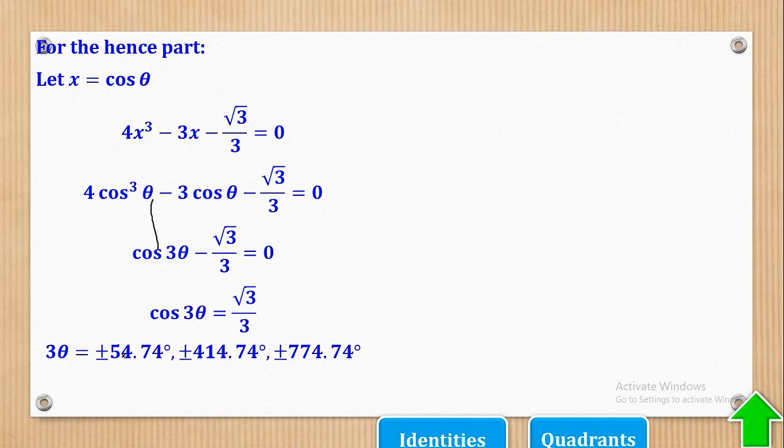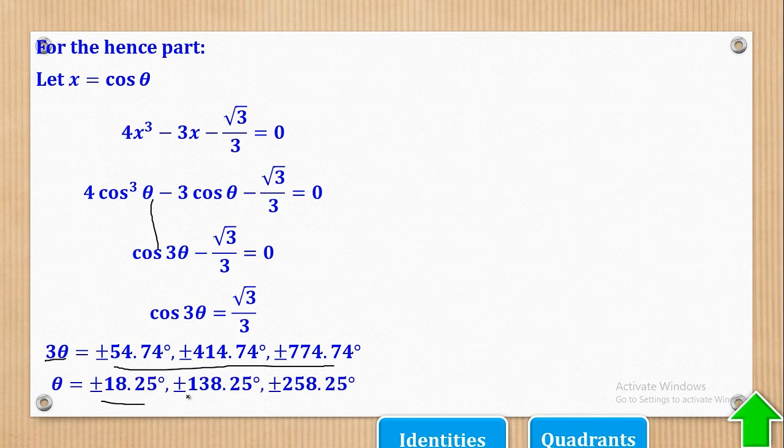And when I use the calculator to get the values of 3 theta, I'll come up with all these values, plus or minus, because of the given range. So theta will be equal to plus or minus that, plus or minus that, plus or minus that. But we know that x is equal to cos theta. Remember, the question did not ask for theta, it asked for the value of x. So we have to go back and get the values of x.